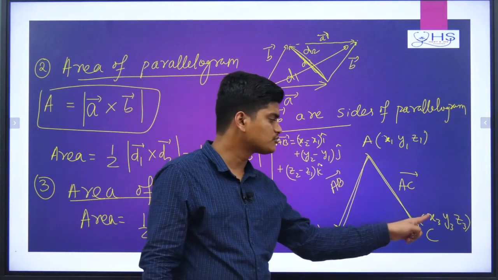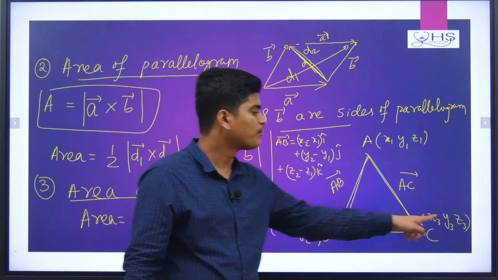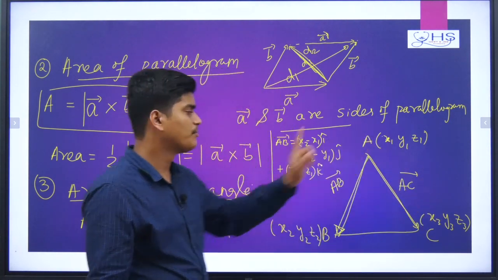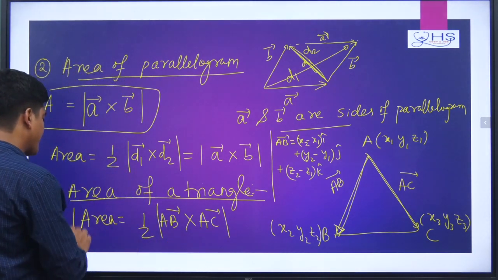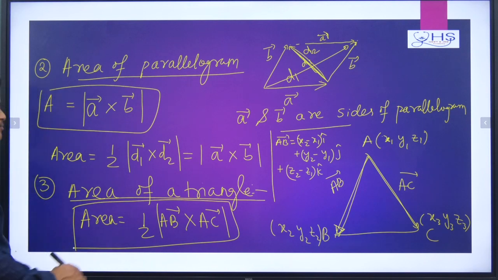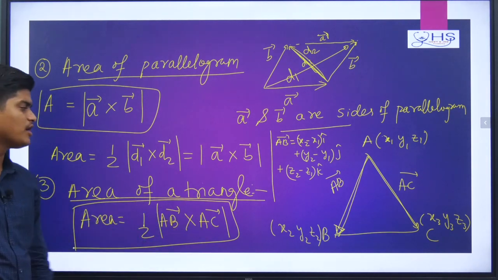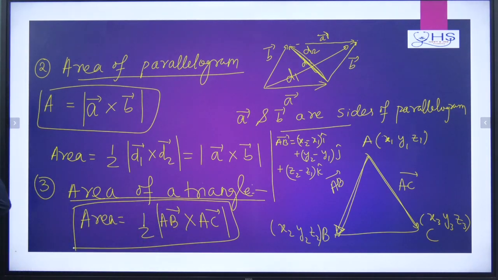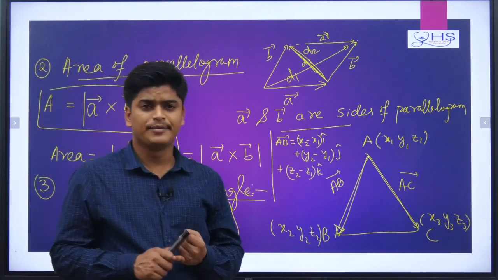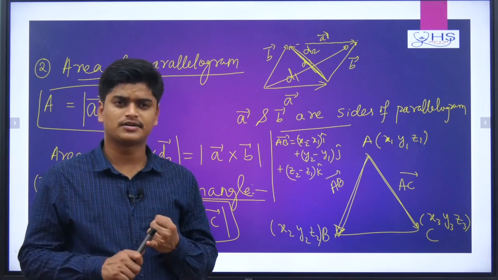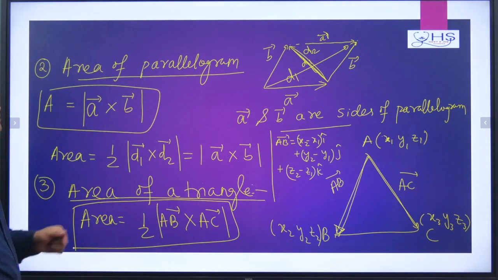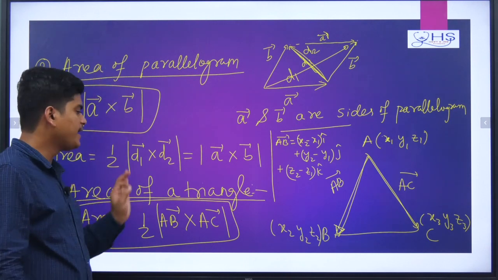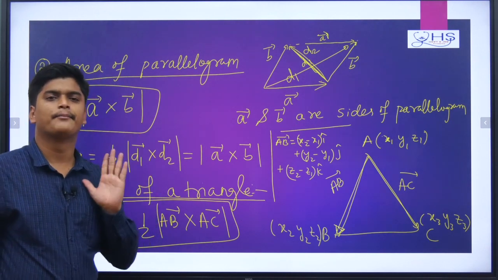Similarly you can find the AC vector also: x3 minus x1 i cap plus y3 minus y1 j cap plus z3 minus z1 k cap. Okay. Now after finding AB and AC, you can do half magnitude of AB cross AC. Okay, I hope you understand. So we completed three important points: how to find the triple product, how to find the volume of a parallelepiped, how to find the area of a parallelogram, and the area of a triangle in terms of vectors.